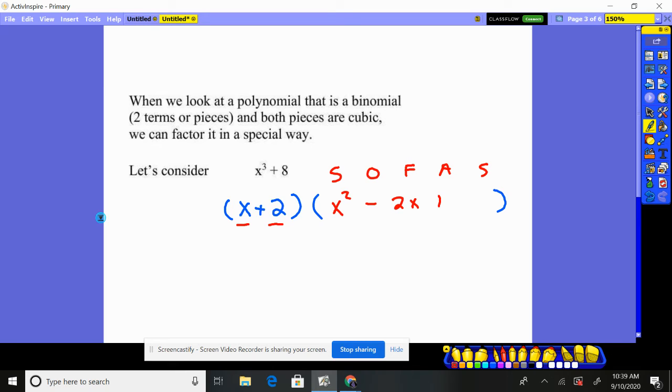A stands for always add. So it's going to be an addition sign there. And then S, just like the first S was square this piece, that S stands for square the second piece. So basically, x plus 2 times that entire x squared minus 2x plus 4 gives you that answer. Because a lot of pieces are going to cancel out. You can distribute the x through to the 3, and the 2 through to all those 3. You're going to see everybody cancels out other than an x cubed and a plus 8. Let's look at another one.